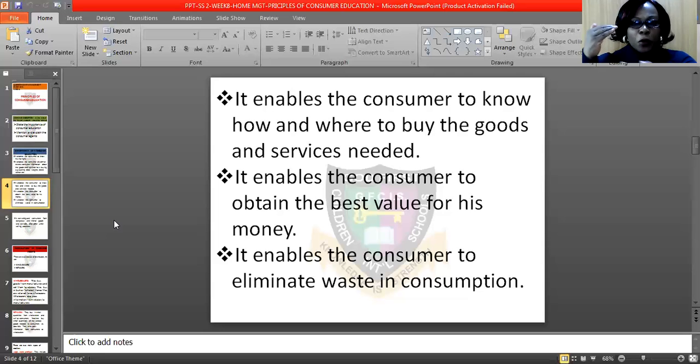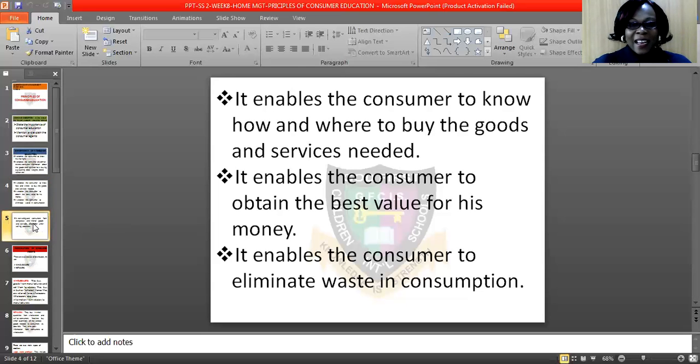Now, it will help you to eliminate waste or excessive consumption. By making your list, make sure you list out the needs in the family, not the wants, because if human beings want, it's unlimited. But if we were to go for what we need at a particular time, we find out that we'll be able to at least caution ourselves. Do you understand? So consumer education will help you in doing that.